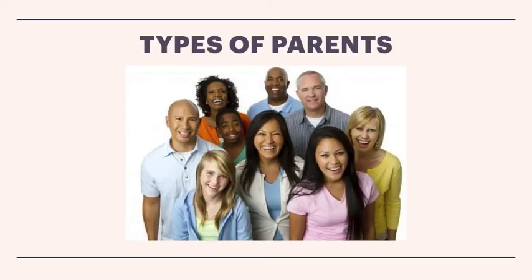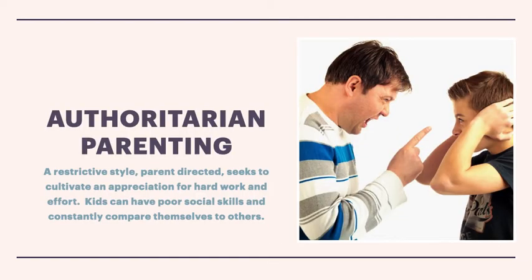So as a parent, right, what kind of parents are out there to parent these children? The type of parent you are can have a lot to do with the way your child develops. Authoritarian parenting is looked at as being a pretty restrictive style of parenting. The parent is going to basically make up the rules and enforce them really without any kind of discussion. They want to instill in their children the value of hard work and effort, and that is considered to be a positive.